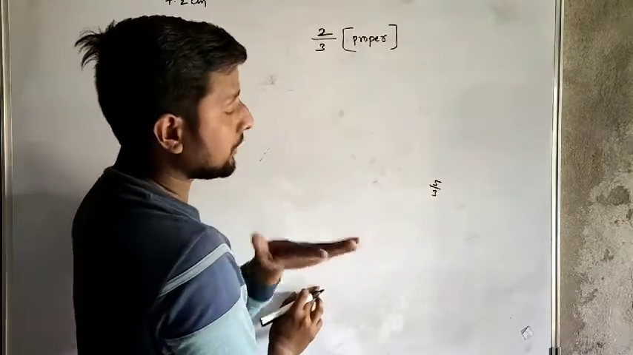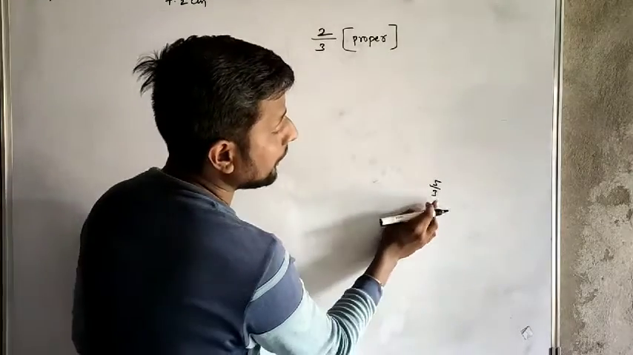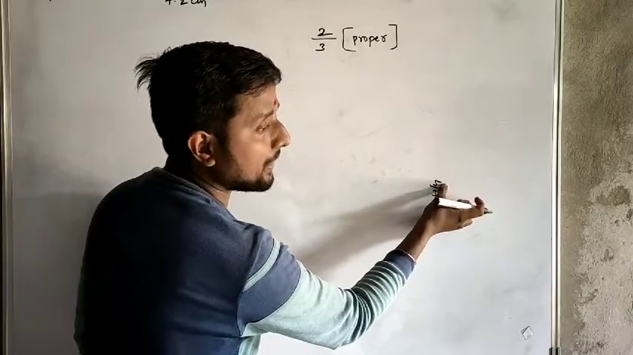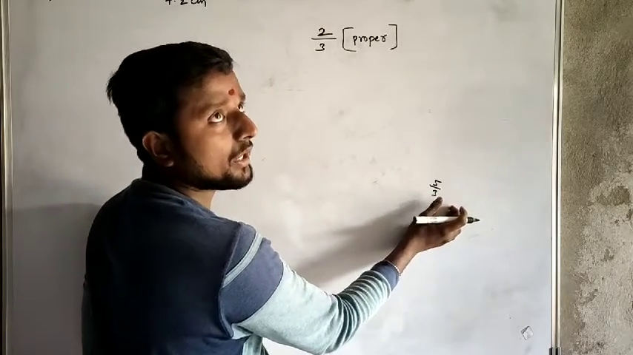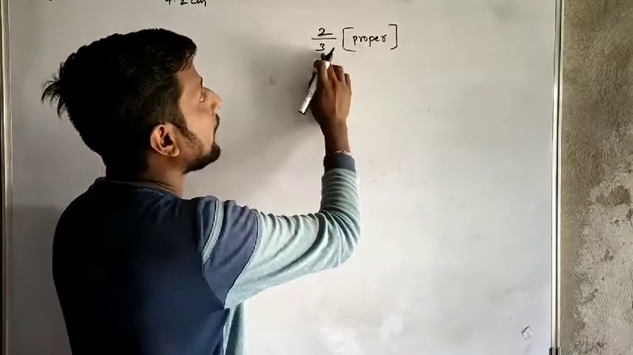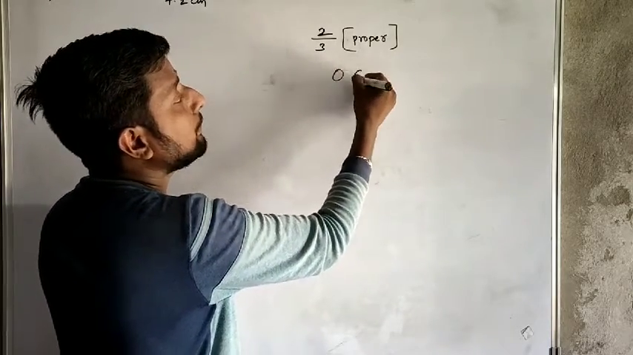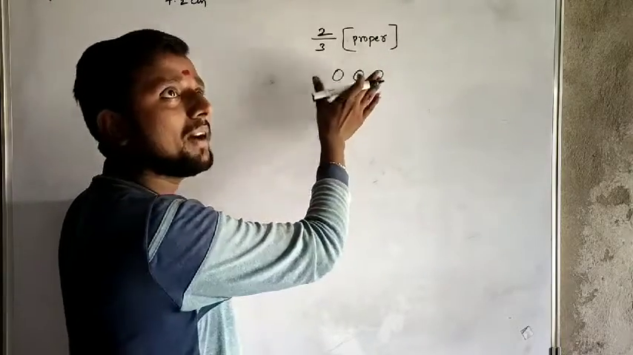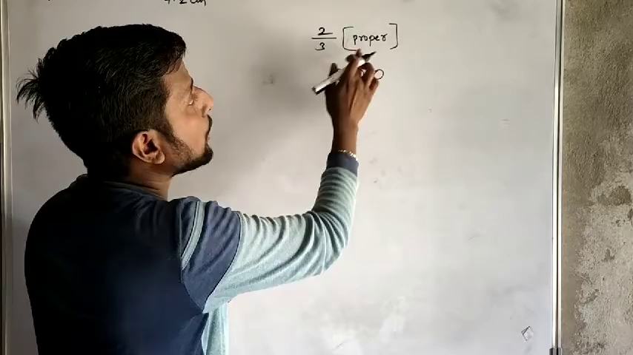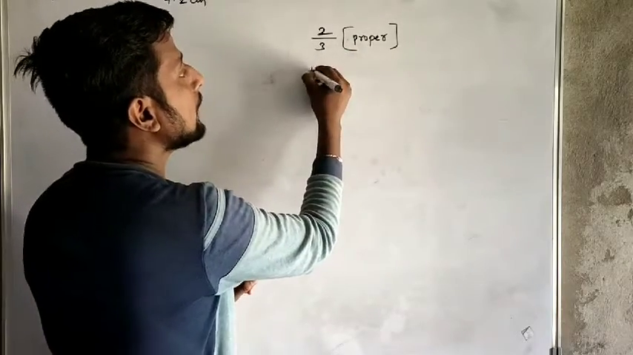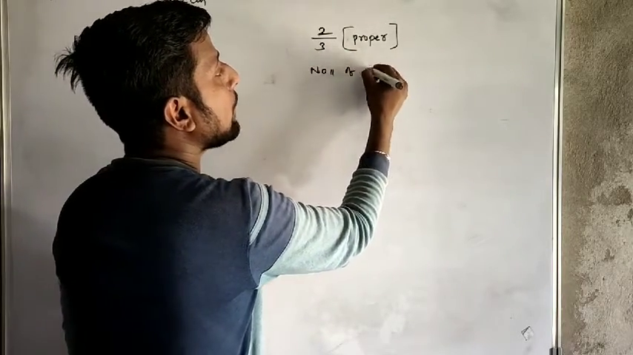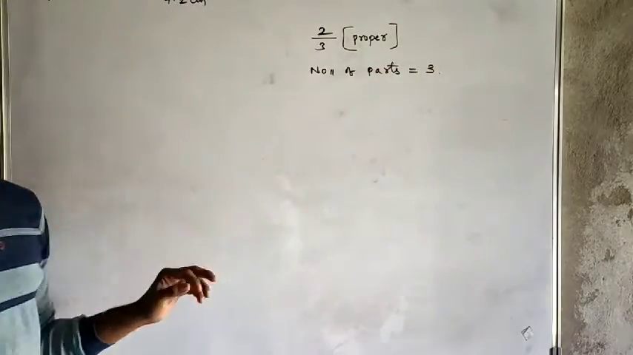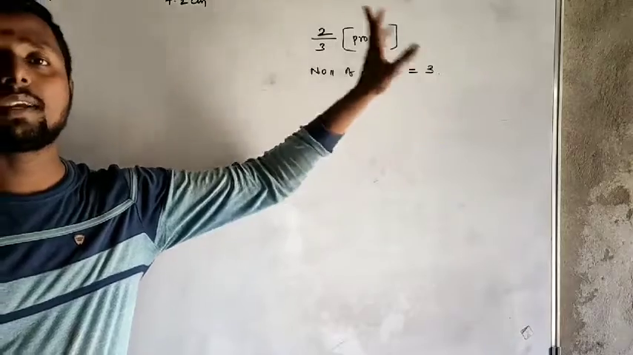Here just use common sense. Here we have 3 parts, but we are talking about 5 parts, so it is improper. It's not in a proper way. But if you look here, we have 3 parts, and from that we are talking about only 2 parts. So it is possible. So it is a proper thing. So simple. Here we talk about the number of parts. The number of parts is just 3, because the denominator is larger and that is only 3.